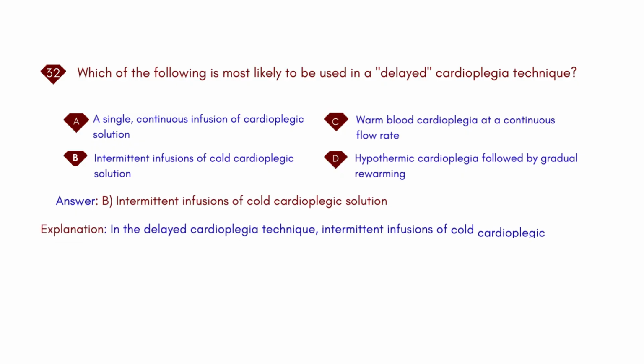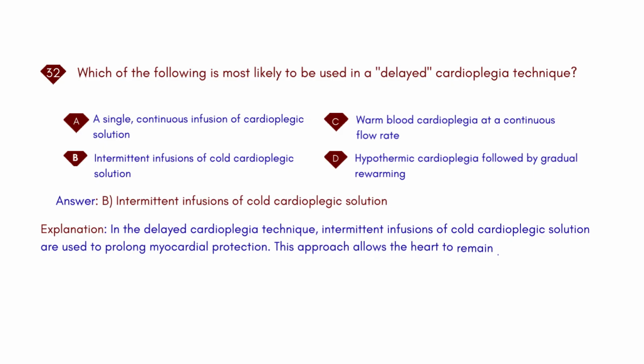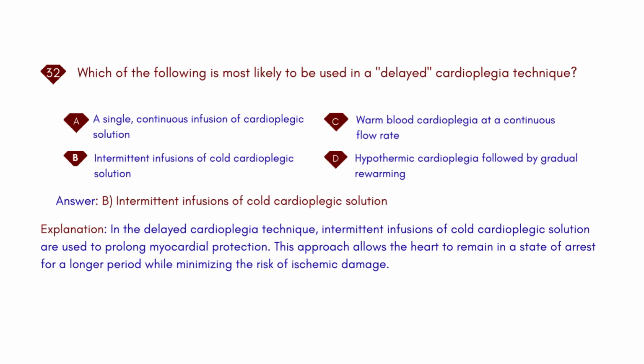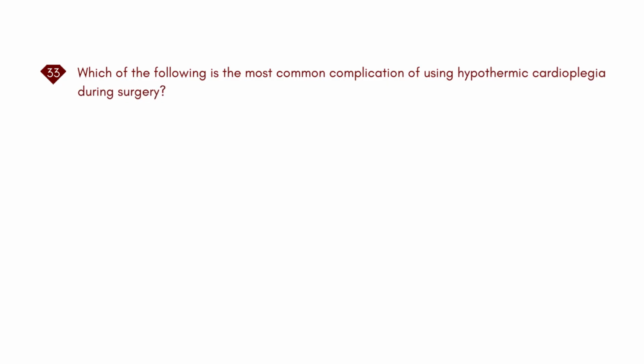Explanation: in the delayed cardioplegia technique, intermittent infusions of cold cardioplegic solution are used to prolong myocardial protection. This approach allows the heart to remain in a state of arrest for a longer period while minimizing the risk of ischemic damage. Which of the following is the most common complication of using hypothermic cardioplegia during surgery?